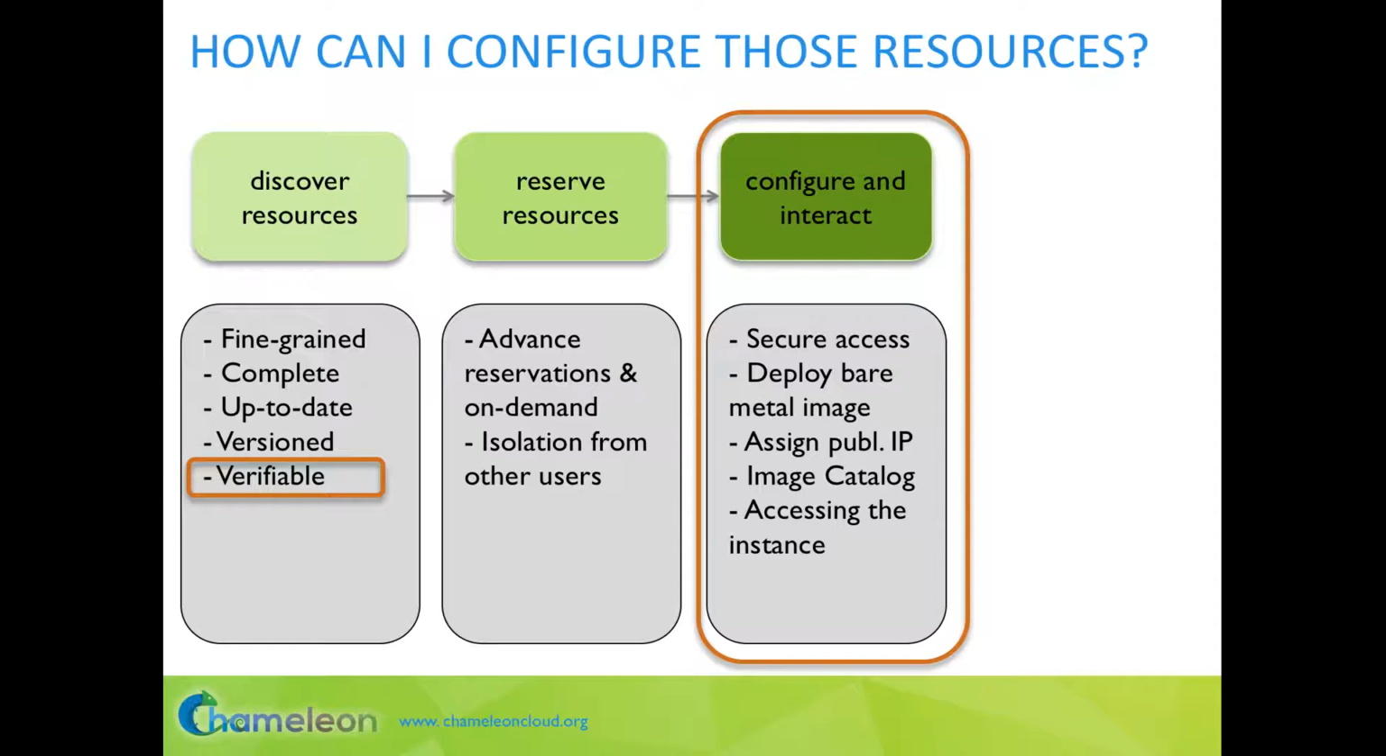But how can you access this lease securely? How can you configure it? How can you verify that the resources in this lease are indeed the ones that you have asked for? In this section, you will learn how to access your reserved Chameleon resources securely, how to deploy an image, how to assign a public IP to this image, where to find images and how to create them, and once you have deployed an image and logged into your instance, how to verify that the resources you received are indeed the ones that you asked for.